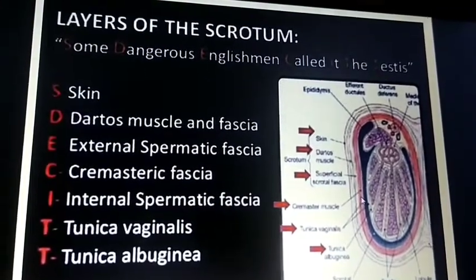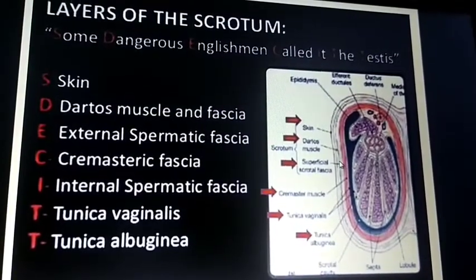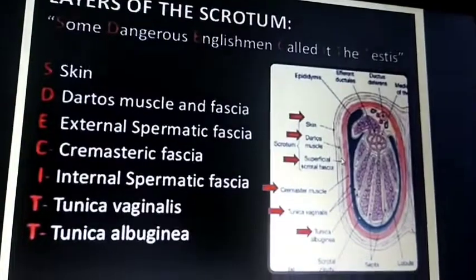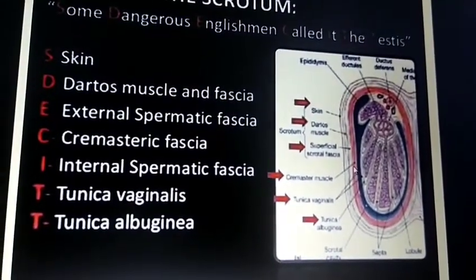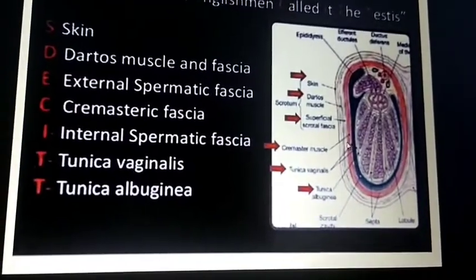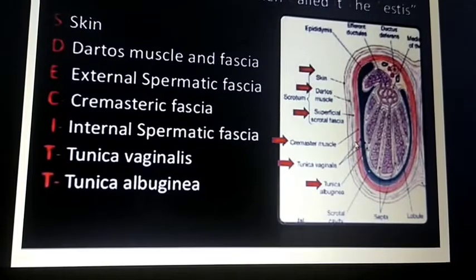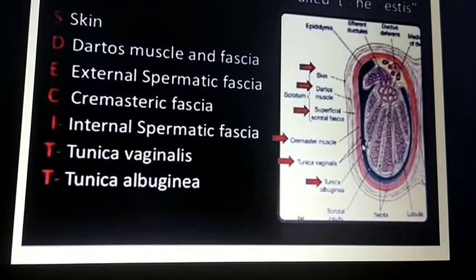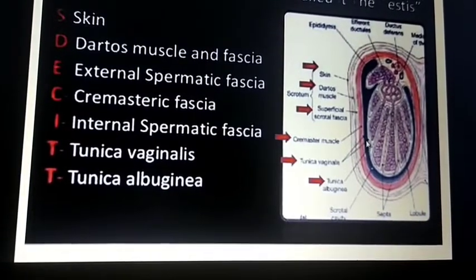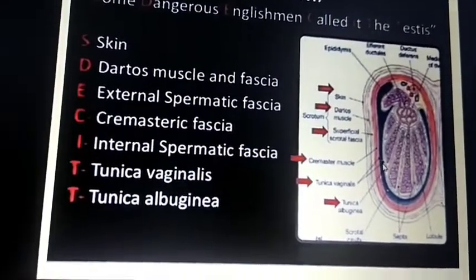Okay, or superficial fascia. In here, this fascia is also called the Colles fascia. Okay, and the cremaster muscle, and then you can see the external spermatic fascia. This is the external spermatic fascia, this is the internal spermatic fascia, it is the tunica vaginalis. Okay, this is the tunica albuginea. Can go for the next slide.